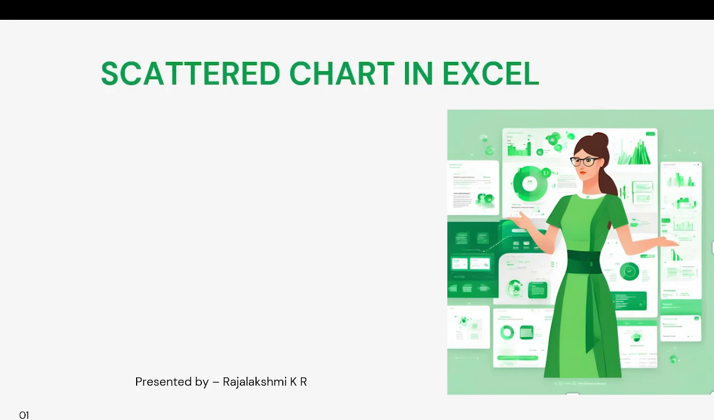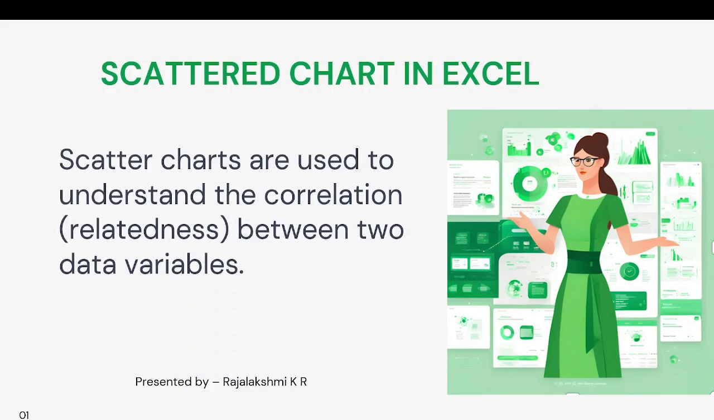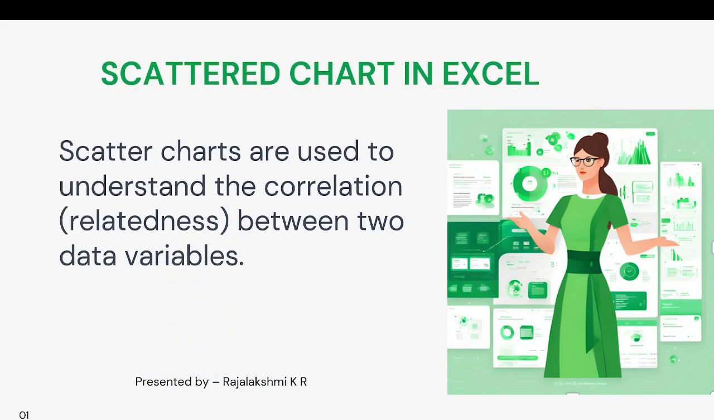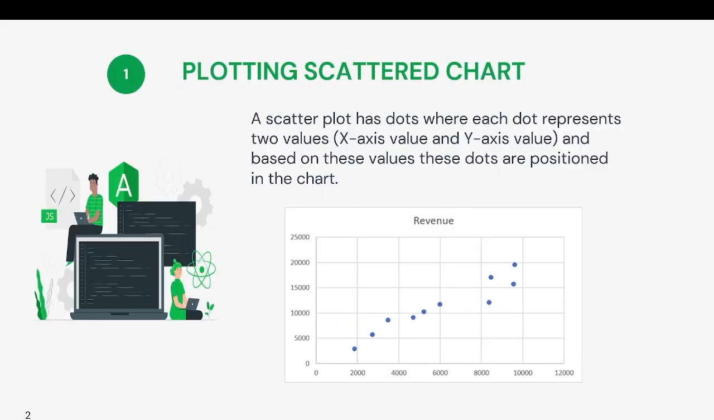In this video, we are going to learn scatter charts in Excel. Scatter charts are used to understand the correlationship, the relatedness, between two data variables. A scatter plot has dots where each dot represents two values, an x-axis value and a y-axis value, and based on these values, these dots are positioned in the chart as we see in the below chart. Let's go to our Excel file to understand this better.